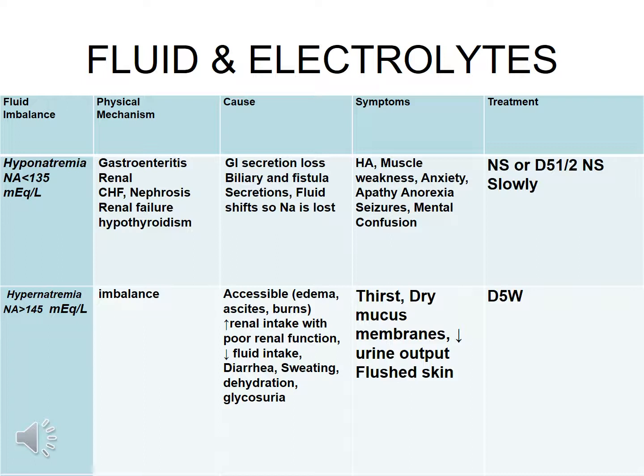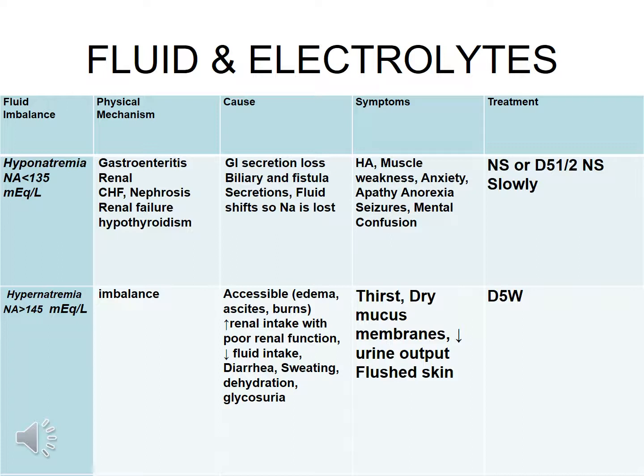Individuals that have hyponatremia, or sodium level less than 135. Some of the physical mechanisms of this can be gastroenteritis caused by disease processes, renal disease, congestive heart failure, nephrosis of the kidneys, renal failure, hypothyroidism. Some of the causes are GI secretion loss, biliary or some type of GI fistula they may have, fluid loss shifts so that the sodium is not lost. Some of the symptoms are headache, muscle weakness, anxiety, apathy, anorexia, seizures, and mental confusion. The treatment is normal saline or D5 1/2 normal saline, and we infuse it slowly.